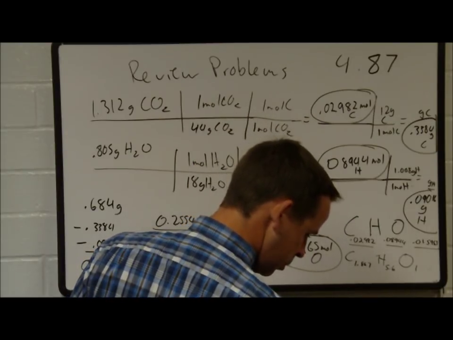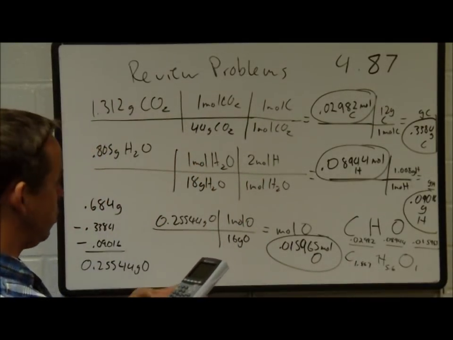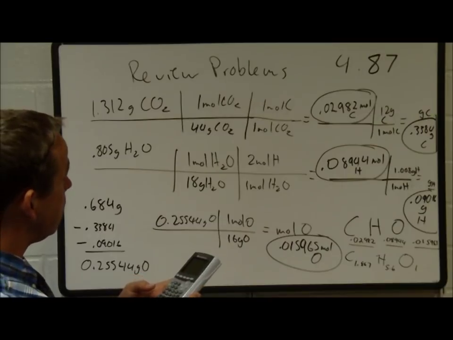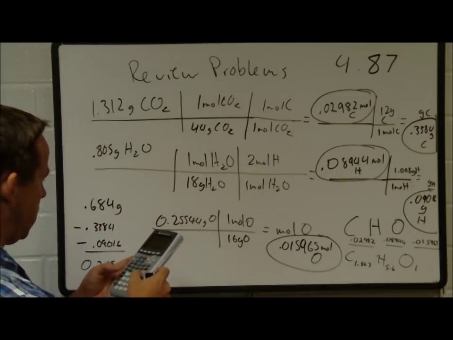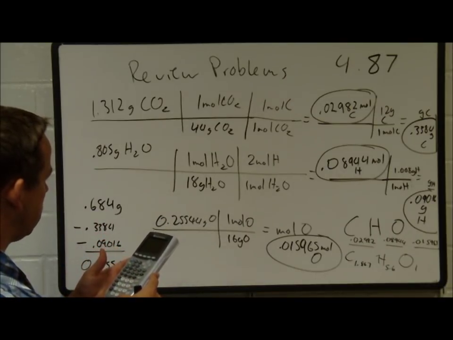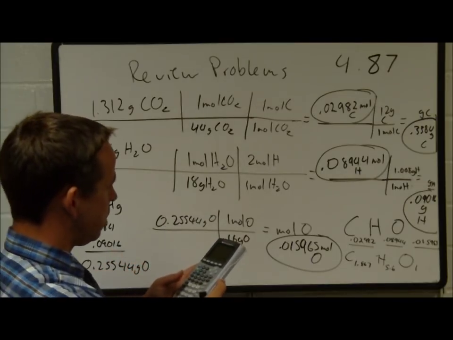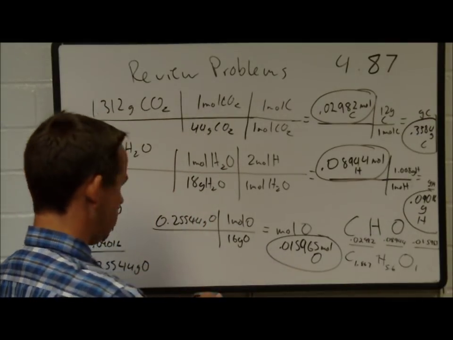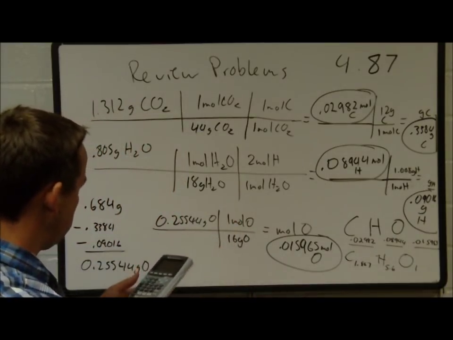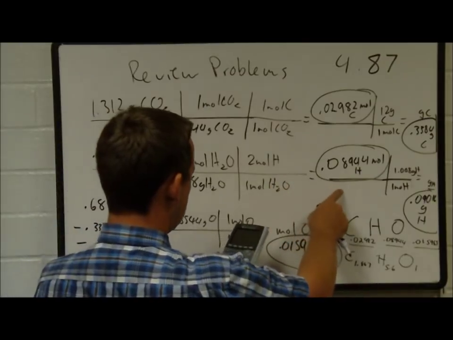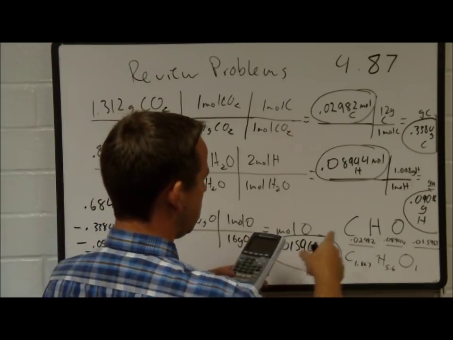6.84 grams of an organic compound containing only carbon, hydrogen, and oxygen was burned. 1.312 grams. Let's try this again. 1.312 divided by 44. And that's right there. 0.805 divided by 18. That's how many moles of water there were. Times 2, that's how many moles of hydrogen there were. So let's take our hydrogen here times 1.008, and we get 0.09016.